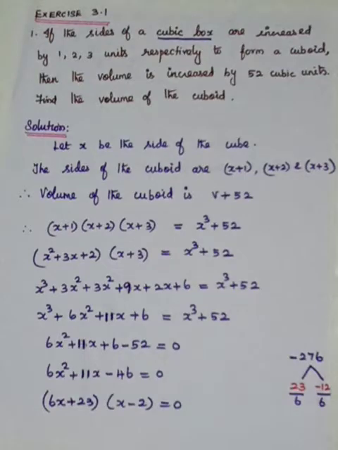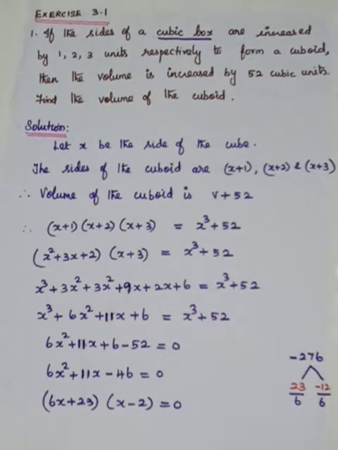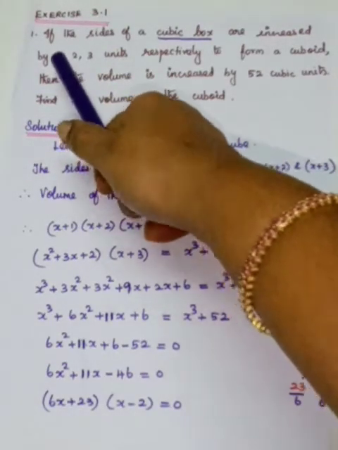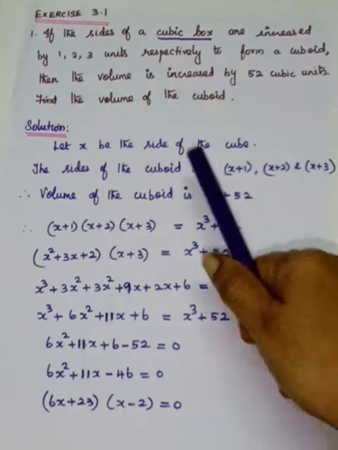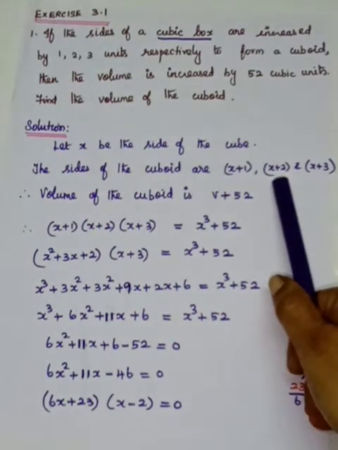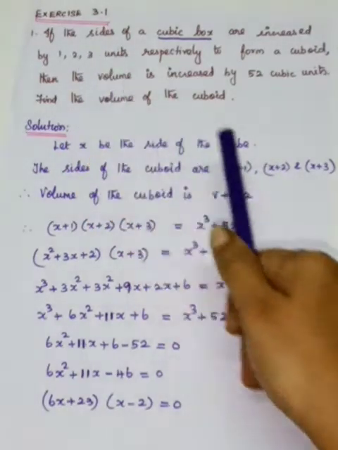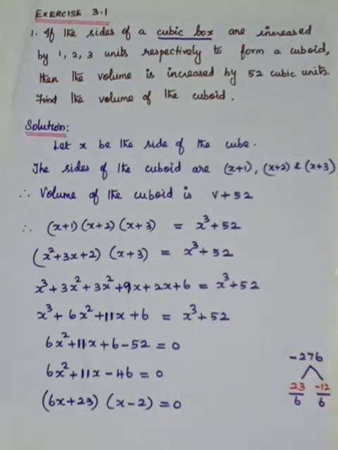So first, let x be the side of the cube. Now the first side is increased by 1, so the length of the cuboid is x plus 1. The next side is increased by 2, so the breadth of the cuboid is x plus 2. And the height of the cuboid is increased by 3, so the height of the cuboid is x plus 3.